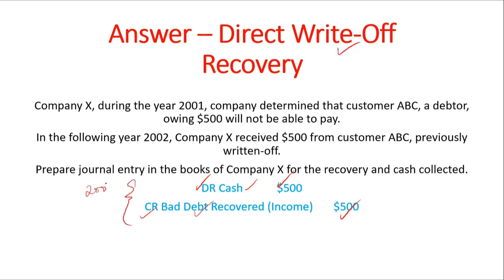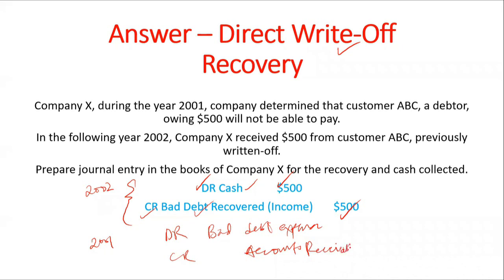And this is the entry for year 2002. If it was 2001, the company would have done debit bad debt expense, and then credit accounts receivable $500. This is the same entry we have seen before.